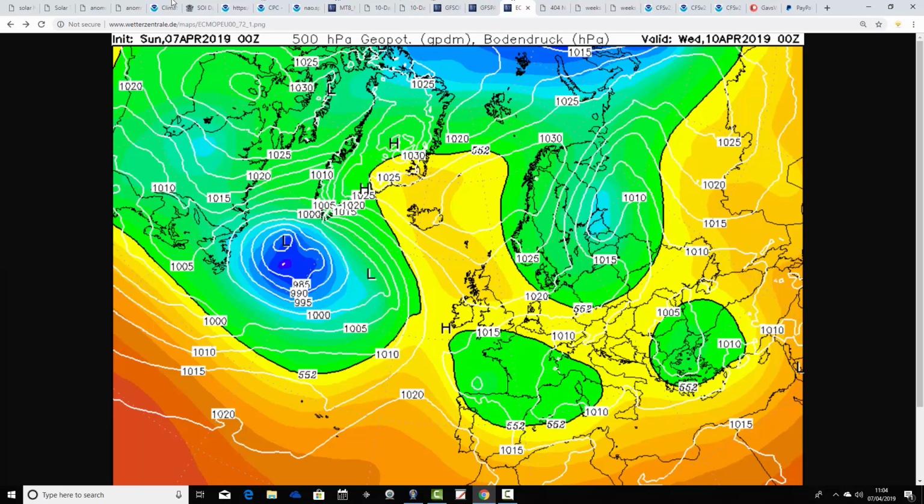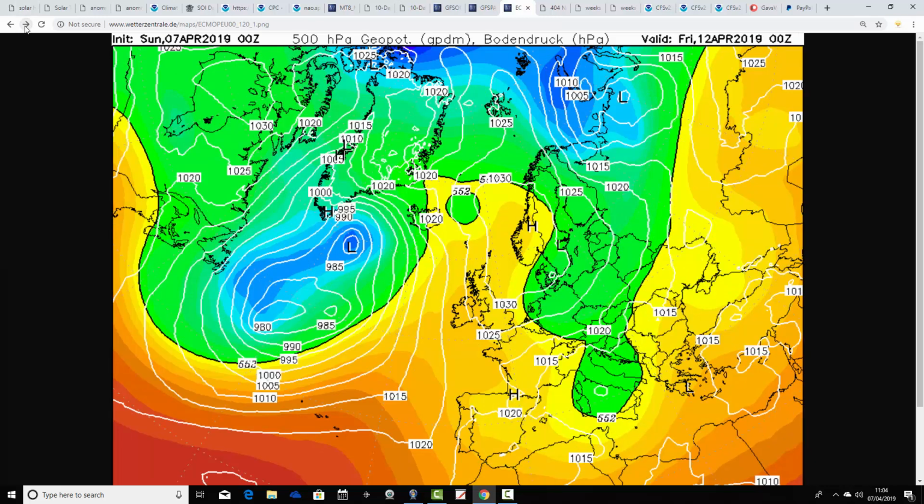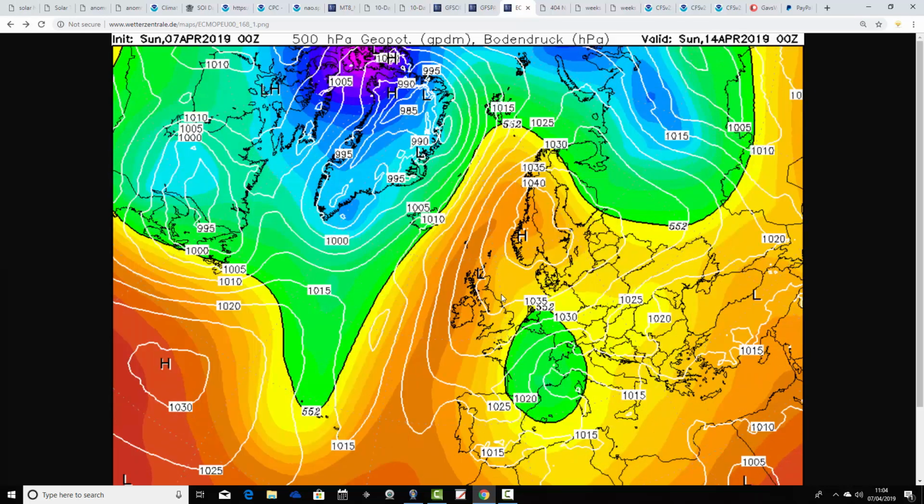ECMWF again has those winds in from the east on Wednesday. They continue into Thursday and Friday. Next weekend, the high pressure remains well and truly in control, centered over Scandinavia, still bringing in those easterly winds. They'll probably drag in a lot of cloud to eastern parts of the country, maybe a few showers as well. But for western areas, this is a nice weather pattern actually.